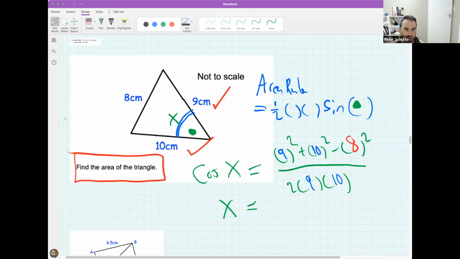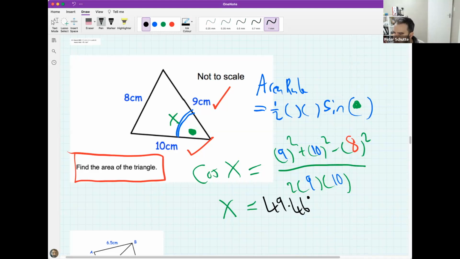All right, so I get for my angle 49.46. I didn't see if anyone else got that, but I think I saw it somewhere. 49.46 is my angle.